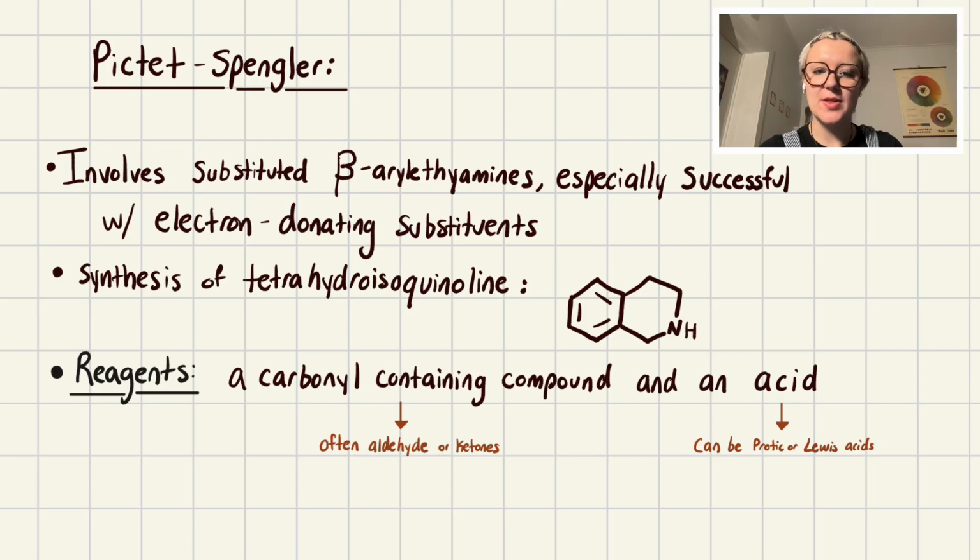So for an overview of the Pictet-Spengler reaction, it involves substituted beta-aryl ethylamines, and it is especially successful with electron donating substituents, and it's for the synthesis of a tetrahydroisoquinoline, which is shown here. So it's similar to the last product, but it's a little different, as you'll see. And the reagents for this one are very broad, and there's less guidelines for it. So you need a carbonyl containing compound, which is often an aldehyde or a ketone, and an acid, which can be protic or a Lewis acid.